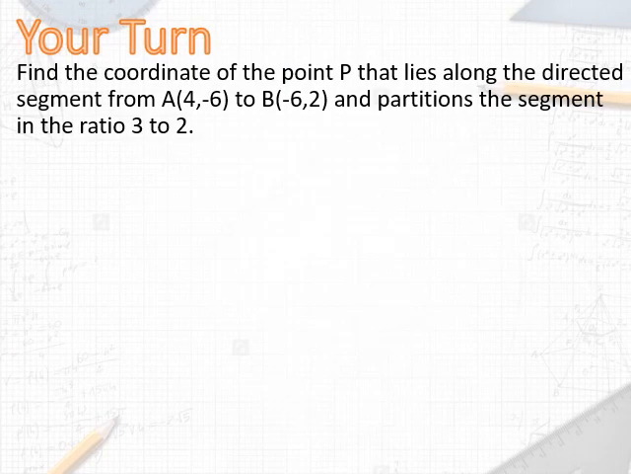All right, your turn. You've got point P again placed on the line segment AB, so from A to B, ratio of 3 to 2. Pause the video at this point, take a shot at it, then come back and see how you did.